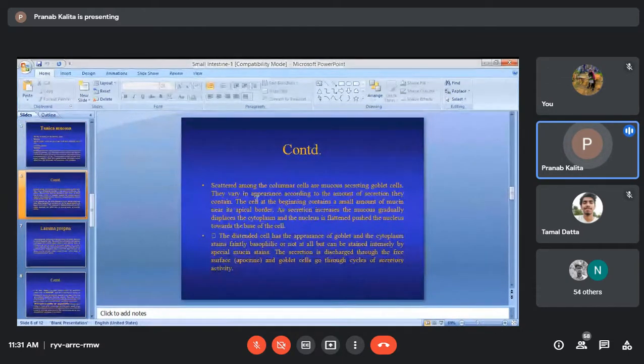As I have told you, in between the columnar cells you will find mucus secreting goblet cells. Scattered among the columnar cells are mucus secreting goblet cells, and they vary in appearance according to the amount of secretion they contain. In the beginning, the goblet cells contain a small amount of mucin near the apical border. As secretion increases, the mucus gradually displaces the cytoplasm and flattens the nucleus, pushing it to the base of the cell. Okay?